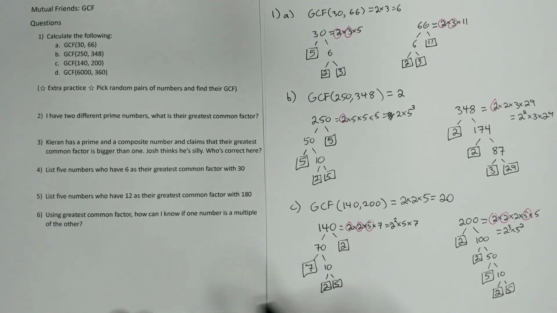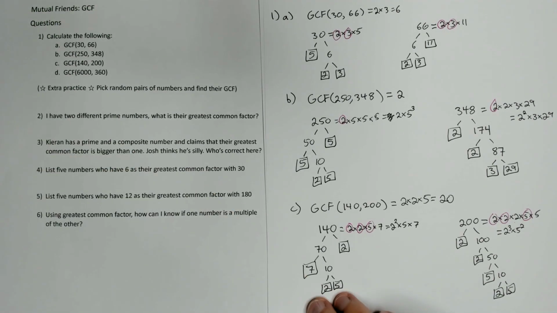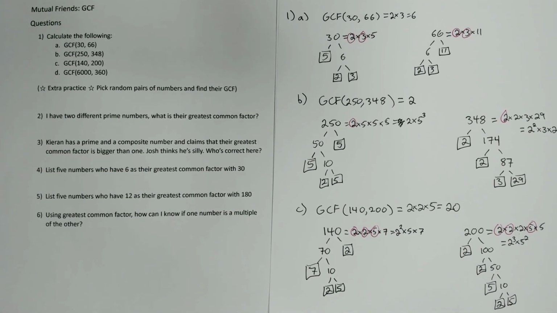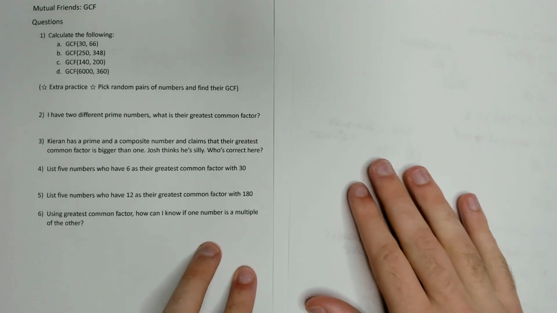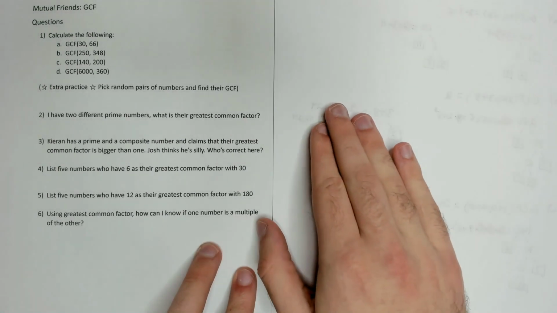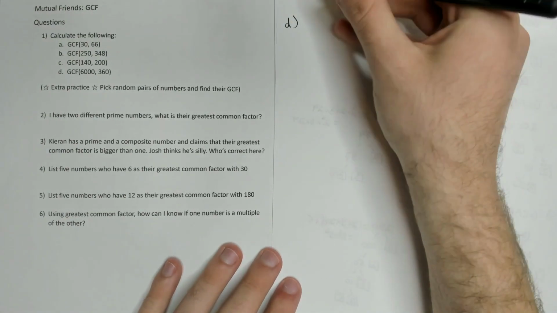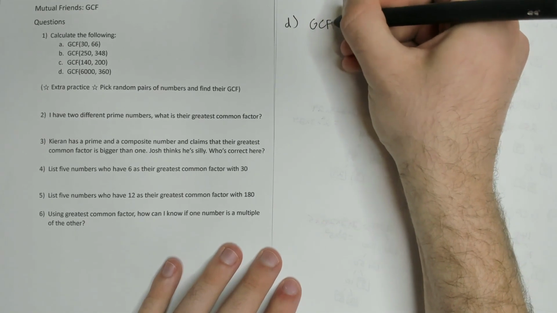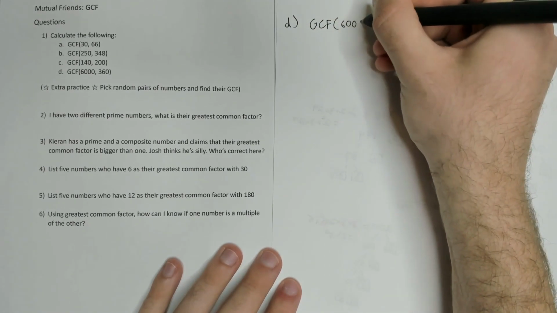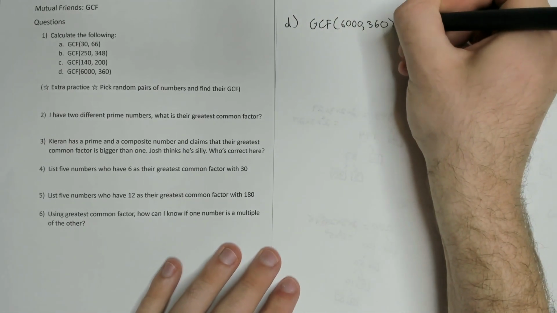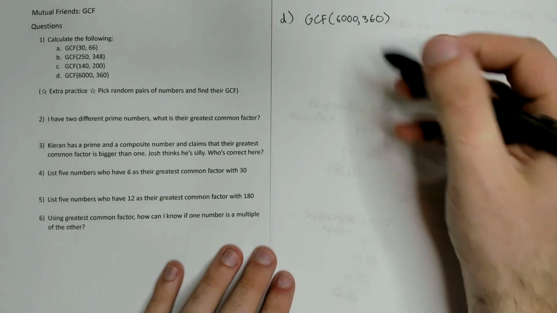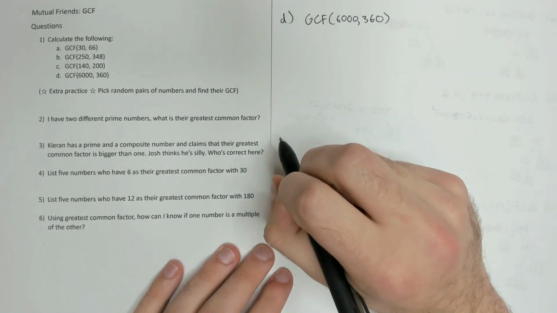All right, so let's prepare ourselves for D, which looks like it's going to be quite a doozy. We got 6,000 in there, man. That's a girthy number. But hey, this is Bo Maths. We do hardcore math here, and that includes girthy numbers. So let's look at the greatest common factor of 6,000 and 360. All right, so maybe we should start with the 360 because that's the small one. Nah.